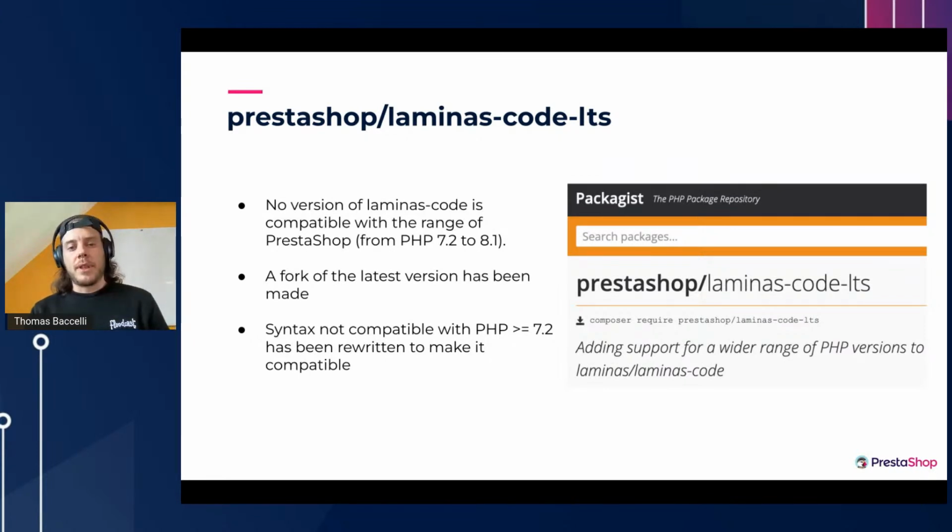So what we had to do is to fork the latest version of Laminas Code, and everything that wasn't compatible with PHP 7.2 or above has been rewritten, because it was mostly a syntax problem. So we just had to rewrite it to make it compatible, and it was okay. So that's what we did, and you can use this package on Packagist if you want to have wider support of PHP versions for this package.